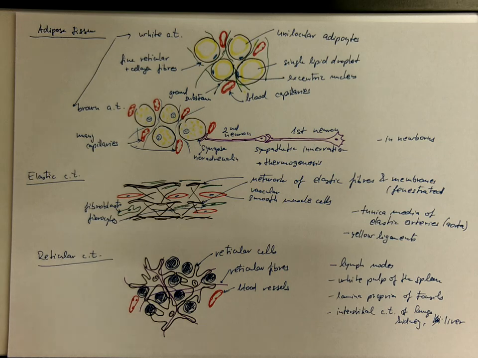So these were the simplified schemes of various types of connective tissue that you might find helpful once discovering the real structure using the microscope.